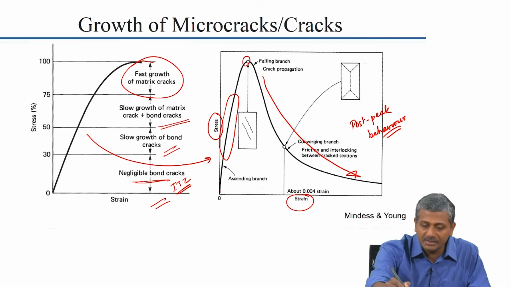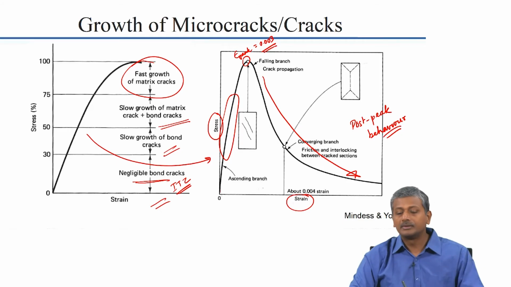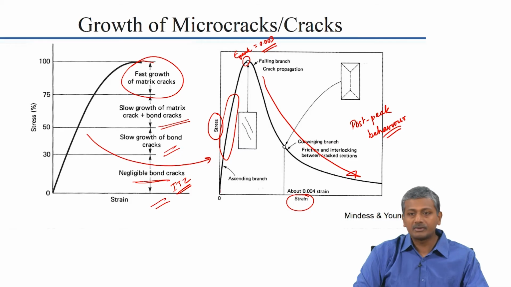What is the level at peak strain? Typically what do we assume the peak strain to be in concrete? 0.0035 or 0.003, right? About 0.0035 or 0.003 is what we assume as the peak strain in concrete.